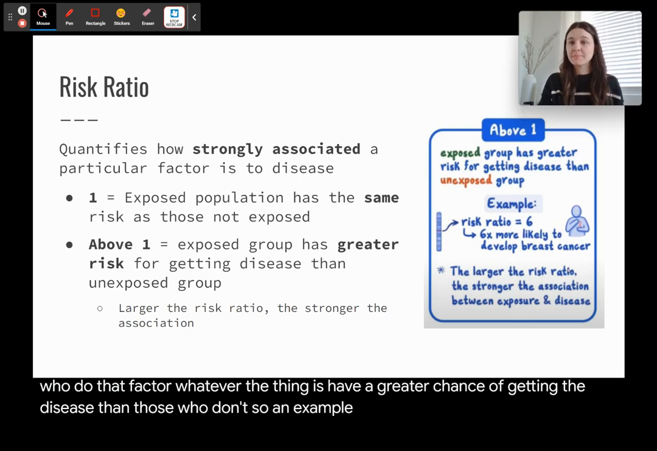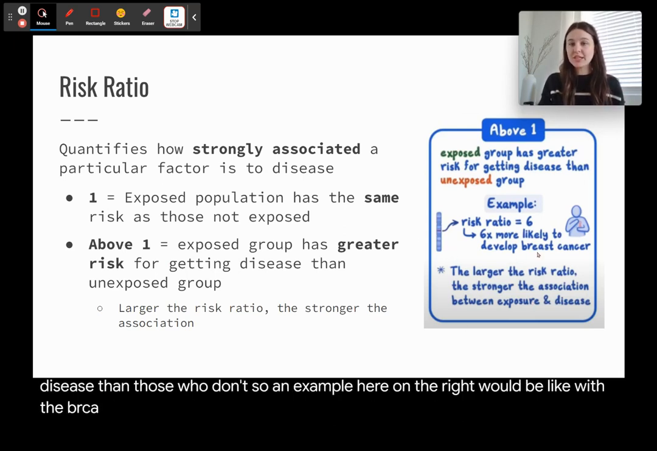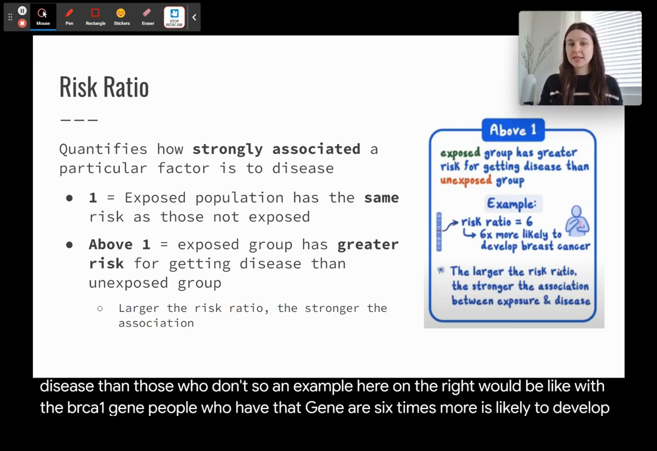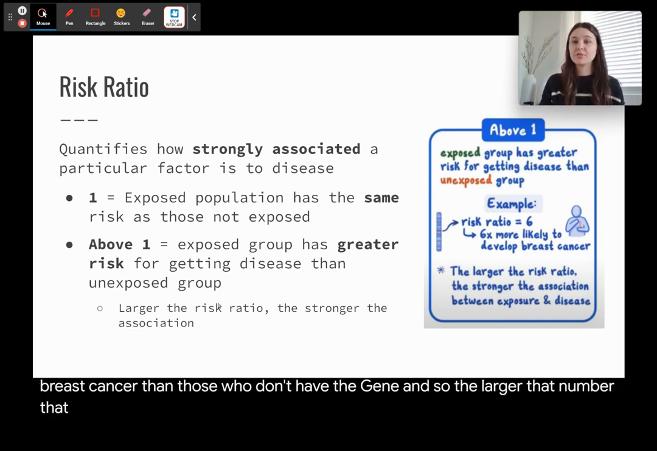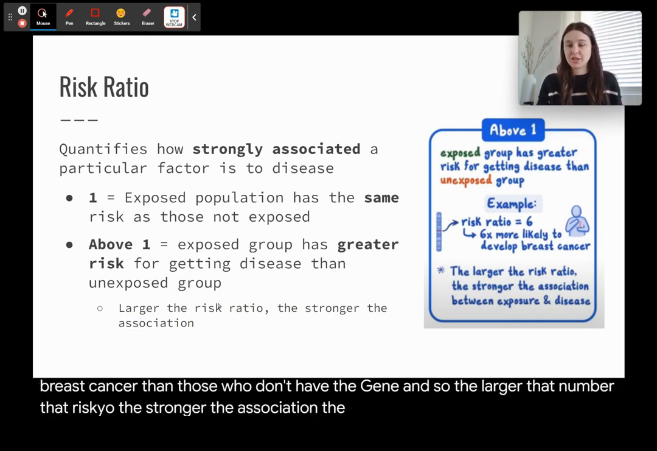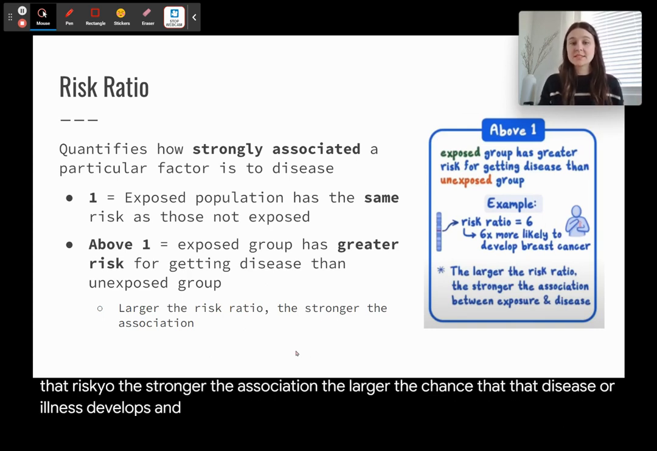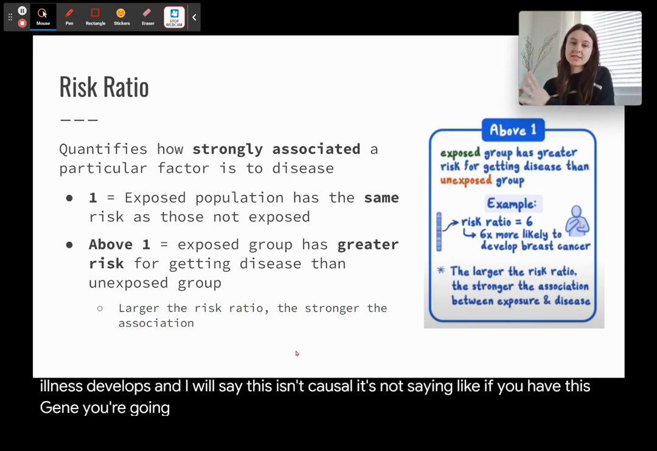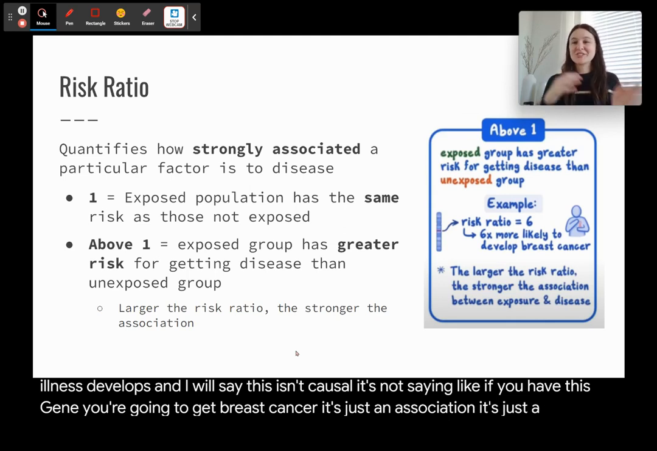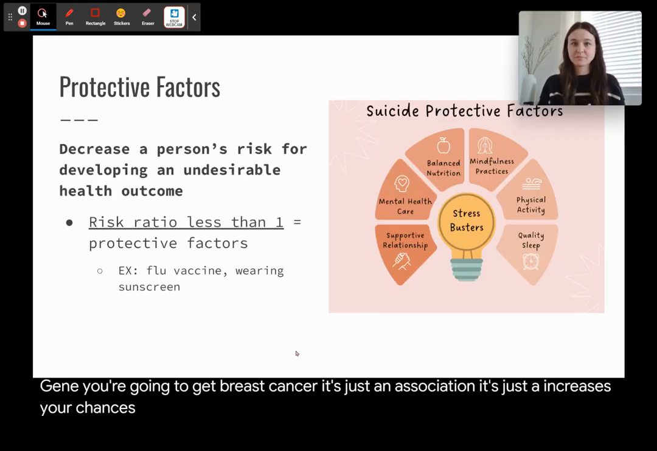So an example here on the right would be like with the BRCA1 gene, people who have that gene are 6 times as likely to develop breast cancer than those who don't have the gene. And so the larger that number, that risk ratio, the stronger the association, the larger the chance that disease or illness develops. And I will say this isn't causal. It's not saying like if you have this gene, you're going to get breast cancer. It's just an association. It just increases your chances.